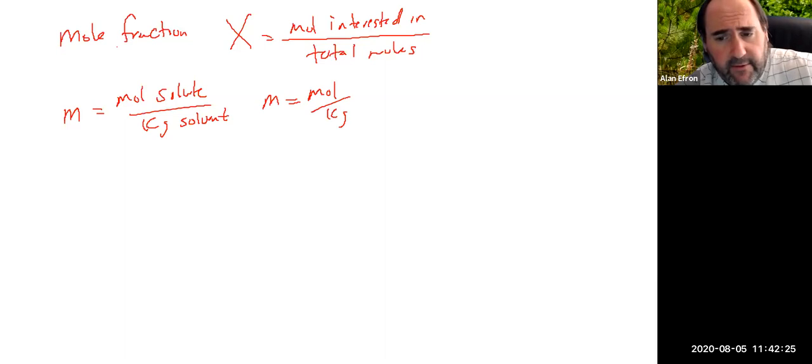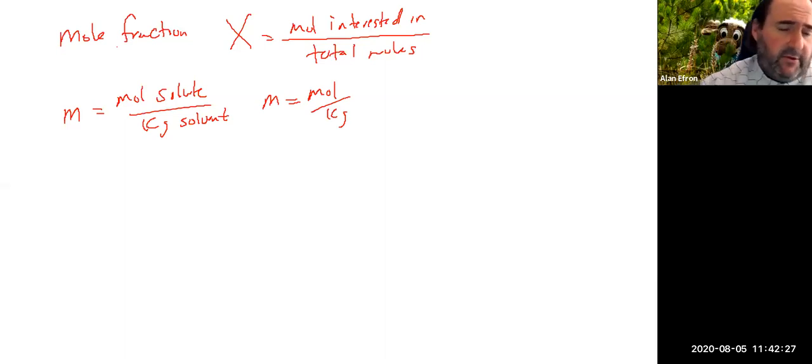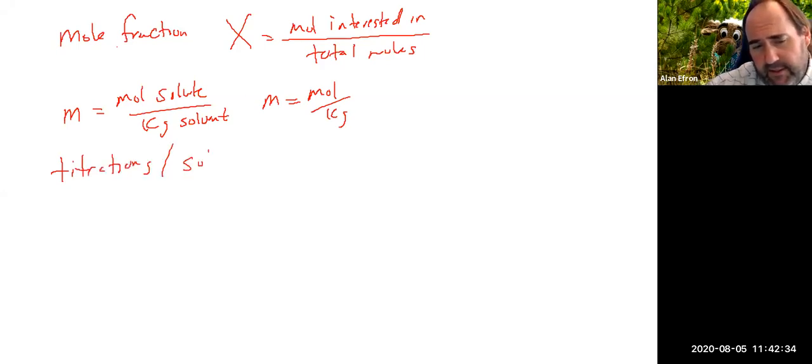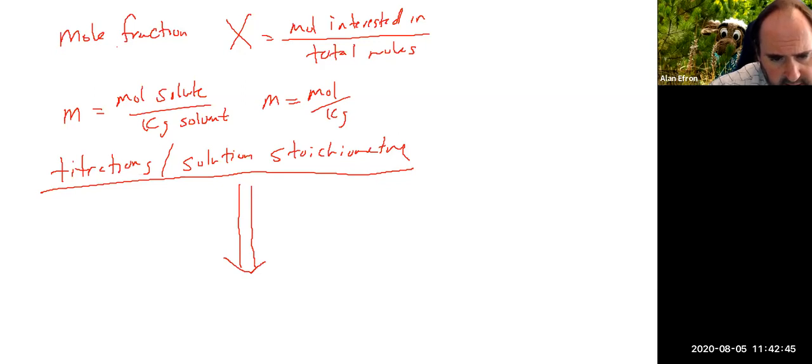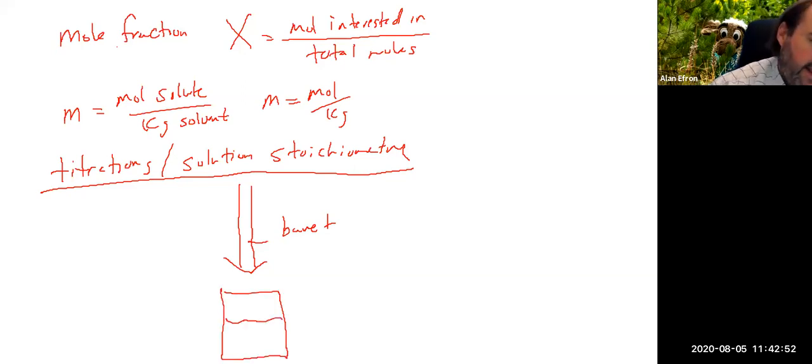So we also kind of got into really solution stoichiometry, which is really titrations. Doesn't necessarily have to be, but titration, solution stoichiometry. And when we do titrations, as we talked about, we basically use a burette, like we had that big lab on. And you have a flask or a beaker or something down here. And for example, in an acid-base titration, you can put your sodium hydroxide up here.